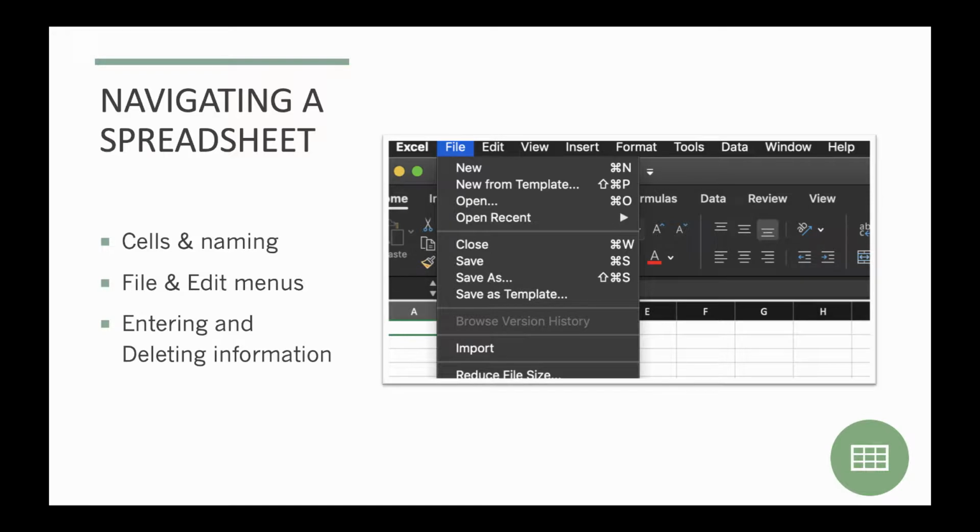So we'll start our journey by navigating. And so navigating is just understanding the basic menus. We're not going to look at all the menus, we're just going to look at the basics. We'll look at cells and what they are, how we find them on a page, how we describe where we're looking to someone who is looking at the spreadsheet. The file and edit menus, which is where most of the basic stuff happens, and entering and deleting information, as we said.